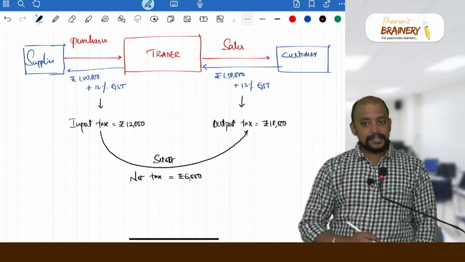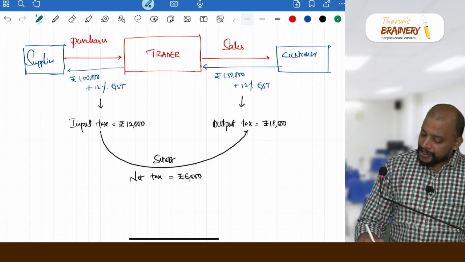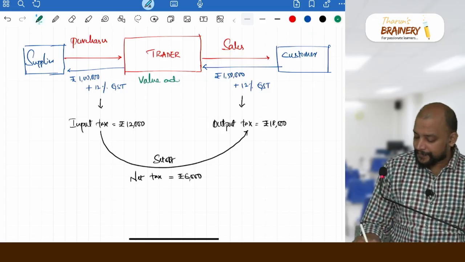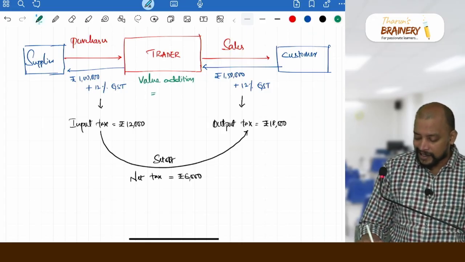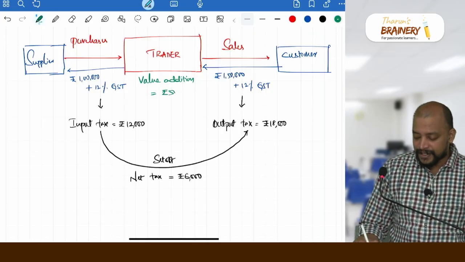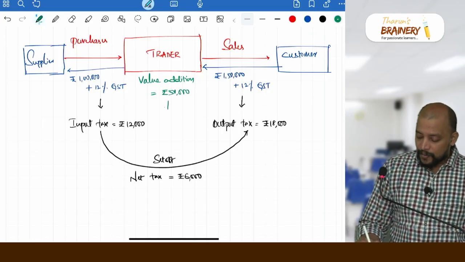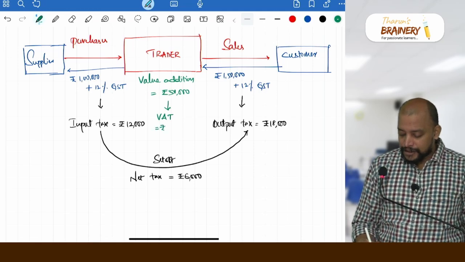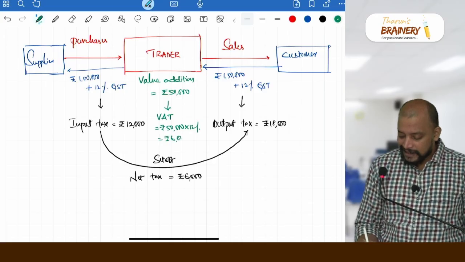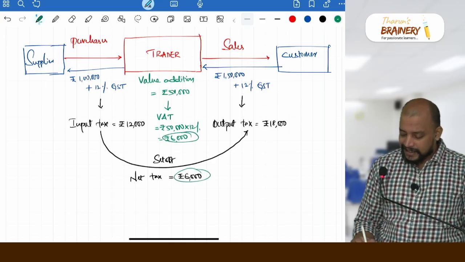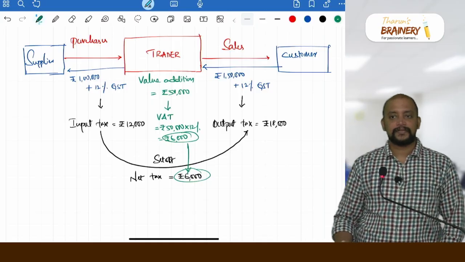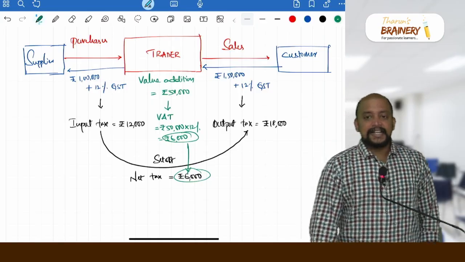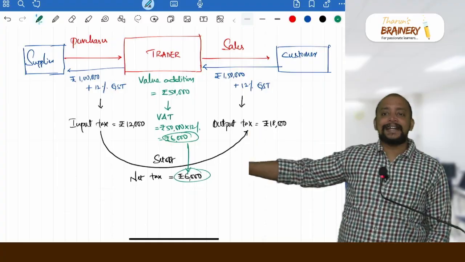You know what is the logic of this 6,000? See the value addition of the trader. What is the value addition of the trader? 1,50,000 minus 1,00,000, that is 50,000, is the value addition, correct? And what is the value added tax? On that value added, what is the tax? 50,000 into 12%, that is 6,000, which is nothing but this 6,000. You understood? Got it? That's the reason why GST is called a value added tax.